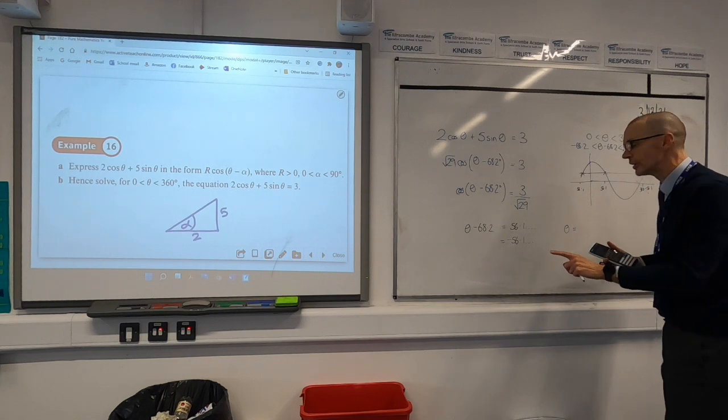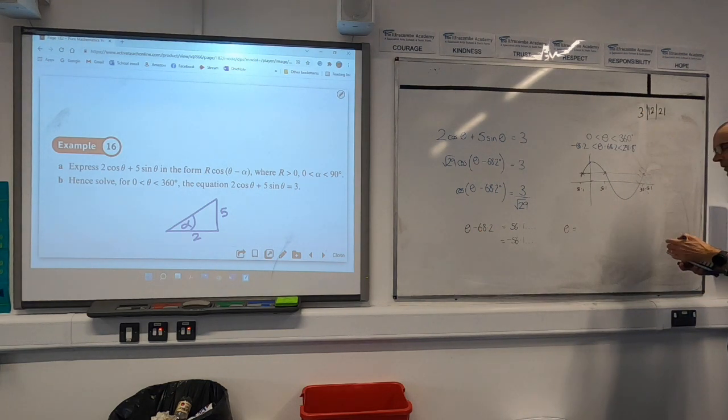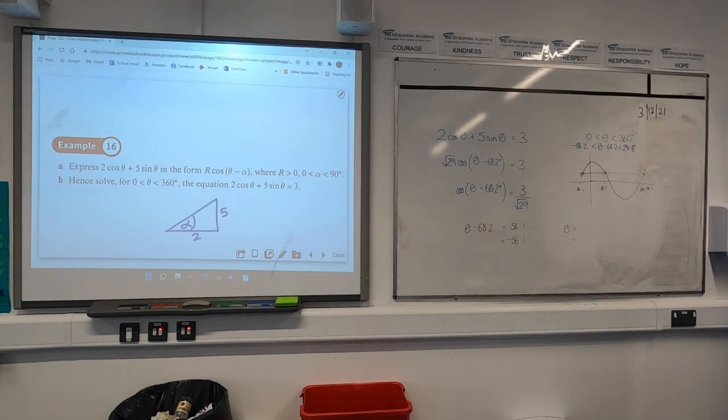So my solutions are, that's what theta minus 68.2 is. I've just got to add 68.2 to both of those. Now I told you part B's are fiddly, but don't forget we've got ourselves 2 or 3, maybe even 4 marks for part A.